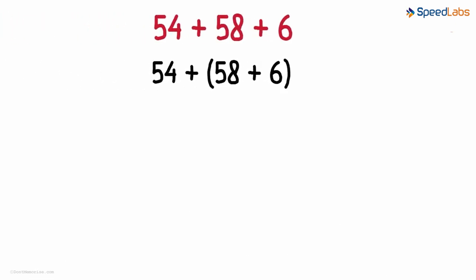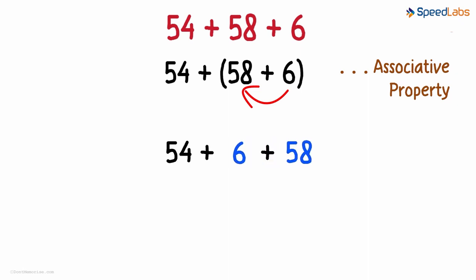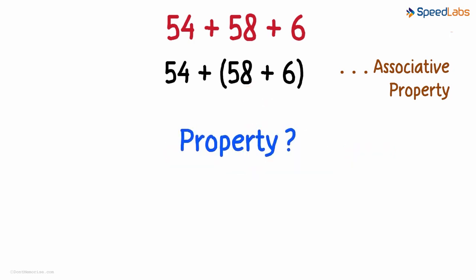Now let's go back to our initial example. 54 plus 6 is 60 and it's very easy to add 60 with 58 as it has a 0. But in order to add them, we first need to bring 6 to the place of 58. And how do we do that? We can't just place 6 directly here. And even if we do that, we need a rule or property to justify it. What is that property of whole numbers which we can use to place 6 here?